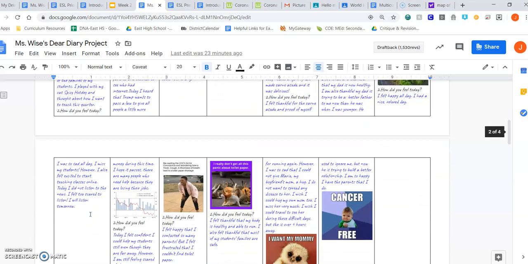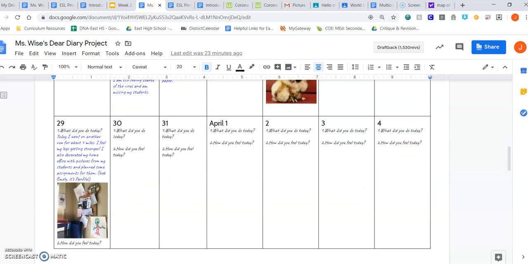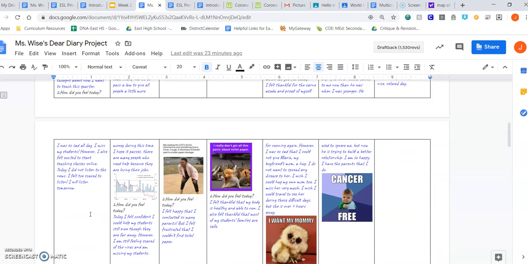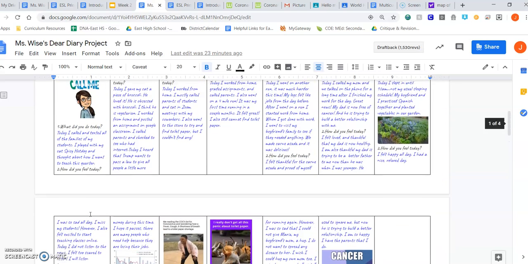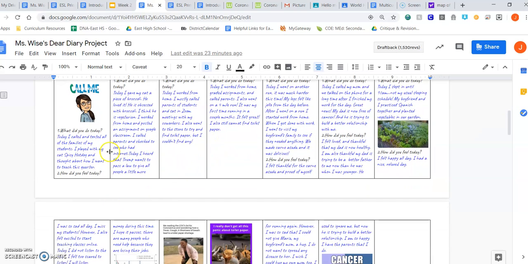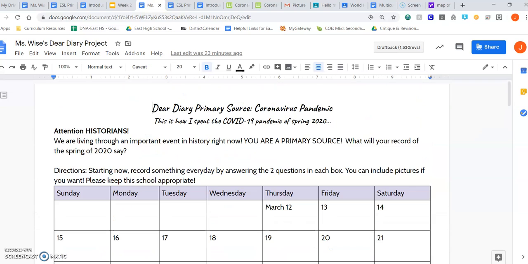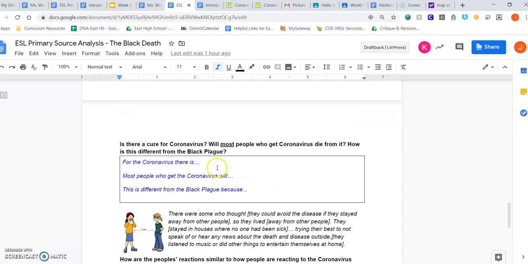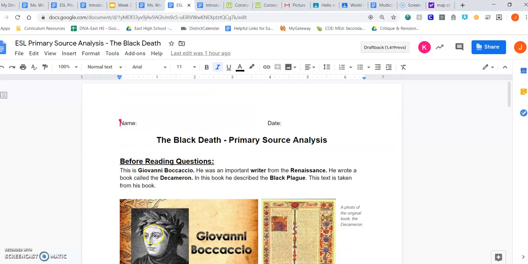So that way, years from now, when people want to figure out, what was it like to live during the coronavirus pandemic? They can look back at your records, similar to how we are looking back at the records of this person here who lived through the Black Plague.